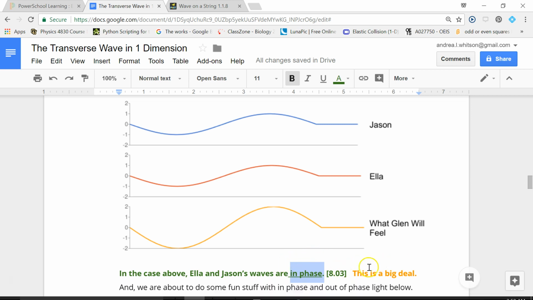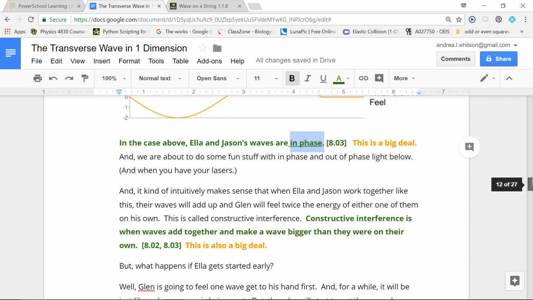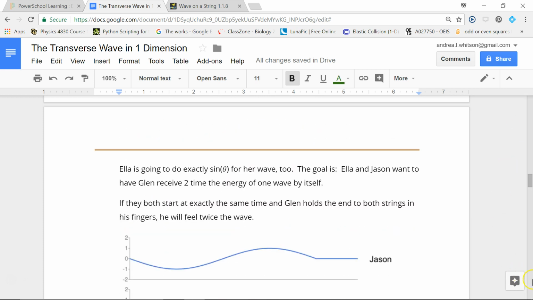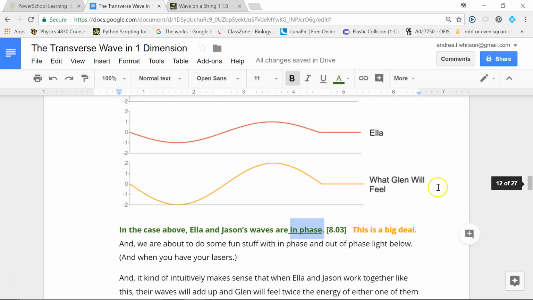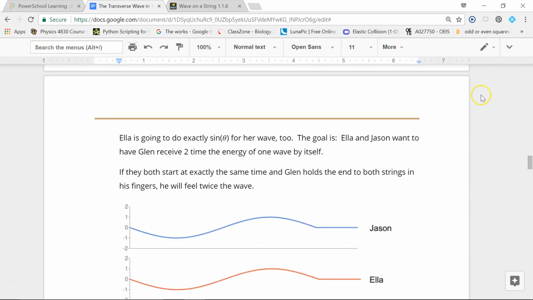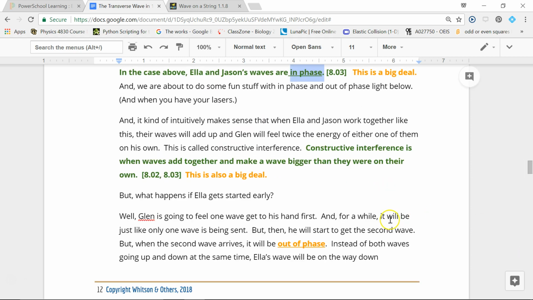So I put like double. There's like orange next to green. Okay. This is also called constructive interference. Sorry, interference doesn't sound like it's a constructive thing, but constructive interference means you're getting more. So Glenn's going to feel twice as much when he gets to the peak energy than he would if Jason or Ella were operating by themselves.